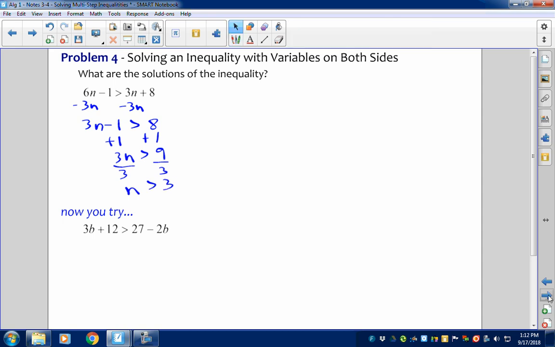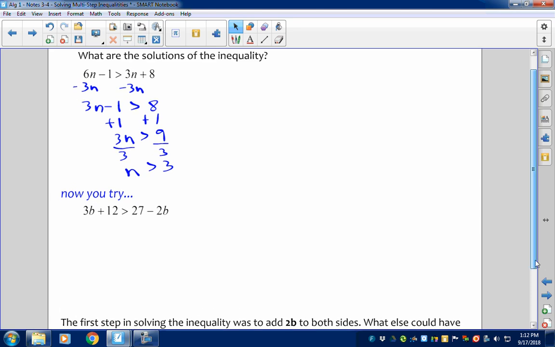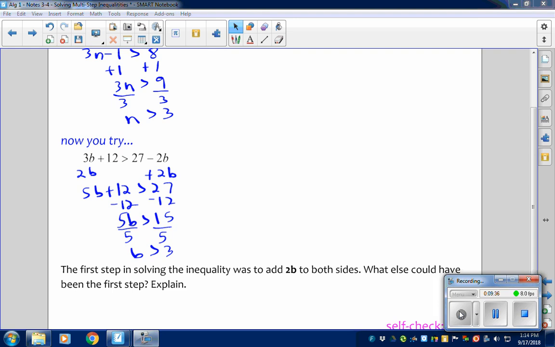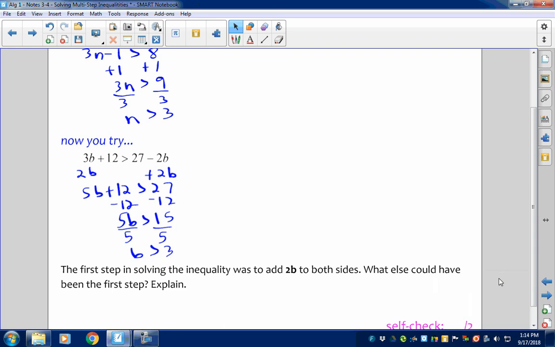So you just run out the same sort of steps that you would do with an equation. So you do have options. You could do other things other than add 2b, but that's what I did, just to get a 5b out in front here.